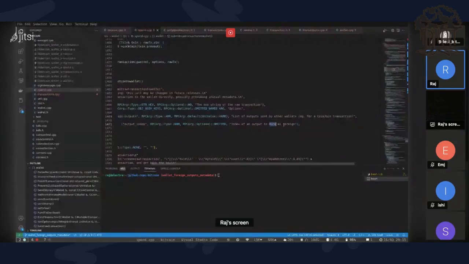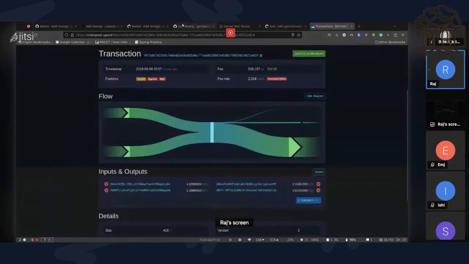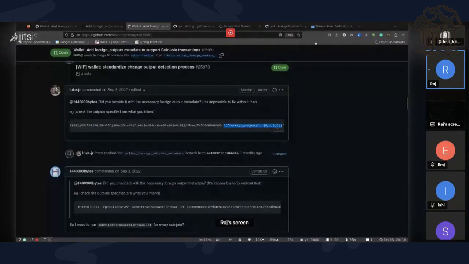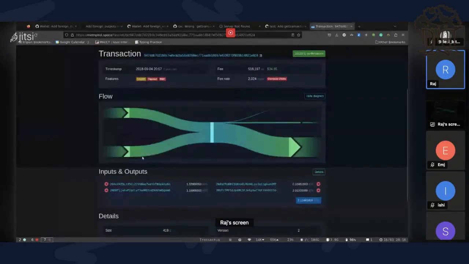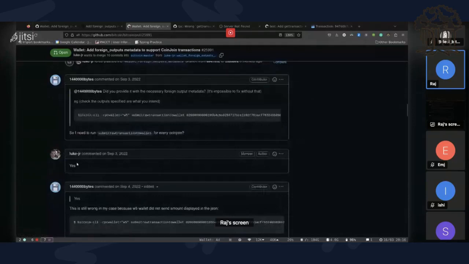So I'm not fully sure whether this particular value will work for this transaction, because it doesn't seem to me like the transaction has 5 outputs, like 0, 1, 2, 3, 4, it has 4 outputs. But yeah, it's asking for a new field where the outputs are being specified by the user, and only then it will work. So this guy said, do I need to run submit raw transaction for every CoinJoin? Yes. So then only it will try to provide the right fees.